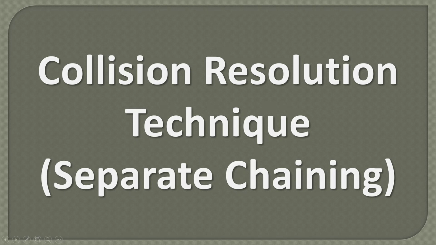Hello everyone. In our previous video, we discussed a simple hash table. We saw what a hash table does, and we also saw that when we use a hash function to store the key value pair in a hash table, there will come a situation when there will be a collision. So in this video, we will see how we can resolve that collision using a collision resolution technique which we call separate chaining.